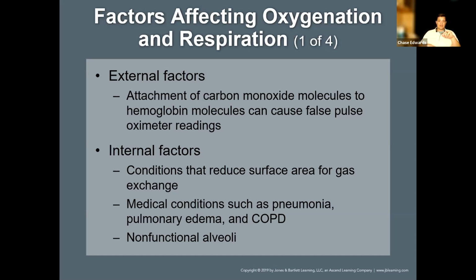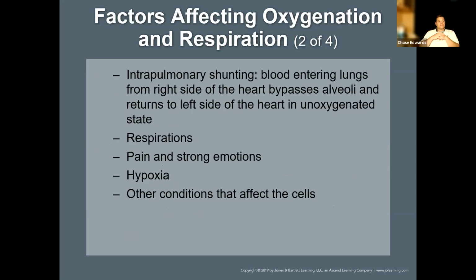Some internal factors: conditions that reduce the surface area of gas exchange also decrease the body's oxygen supply. Medical conditions such as pneumonia, pulmonary edema, and COPD may also result in a disturbance of cellular metabolism. Non-functional alveoli inhibit the diffusion of oxygen and carbon dioxide as well. Continuing on with factors affecting oxygenation and respiration, intrapulmonary shunting is when blood enters the lungs from the right side of the heart, bypasses the alveoli, and returns to the left side of the heart in an unoxygenated state.